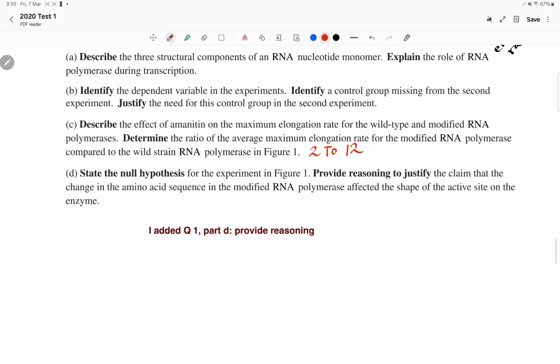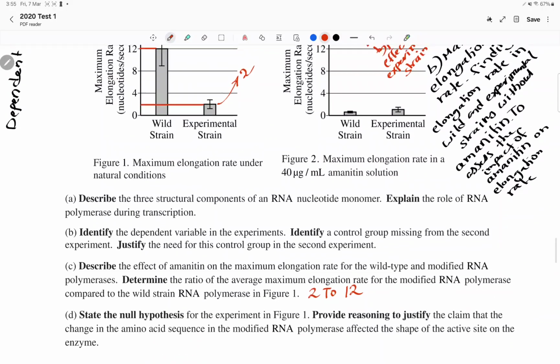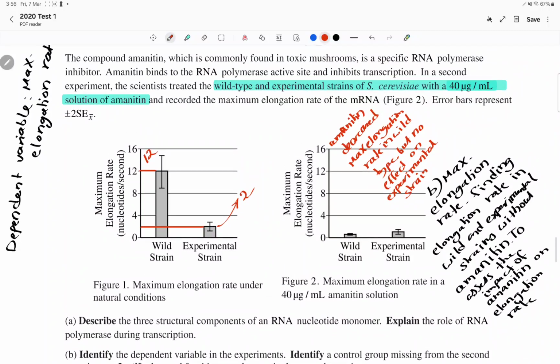Okay. This is where the question starts to not make sense. Part D. So A through C made sense? Yeah. Well, good. Okay, part D. State the null hypothesis for this experiment in figure 1. What does null hypothesis mean? We studied it. Was it in Unit 7? No, it was in Unit 6.